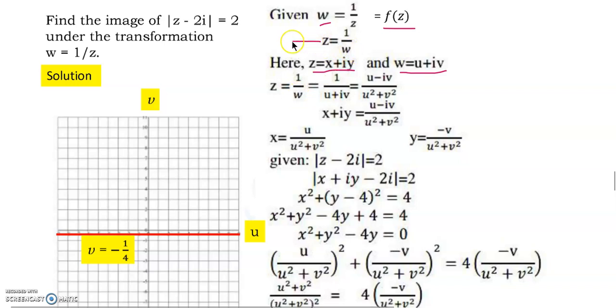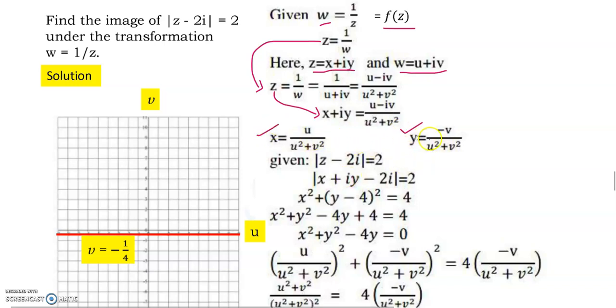From here you substitute w as u plus iv, and then how will you get this? You take the conjugate of this, multiply here and here, and you will get this. Then you write u minus iv by u square plus v square, and this is equal to z, because z equals x plus iy. Now the real part is x, so x is equal to the real part, which is u by u square plus v square. Here y is the imaginary part, so y is equal to minus v by u square plus v square. So I can write x like this and y like this.